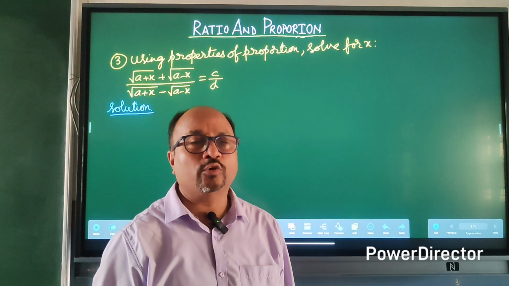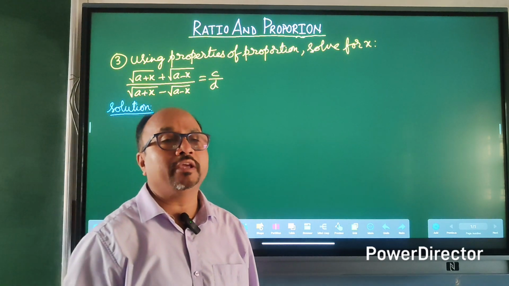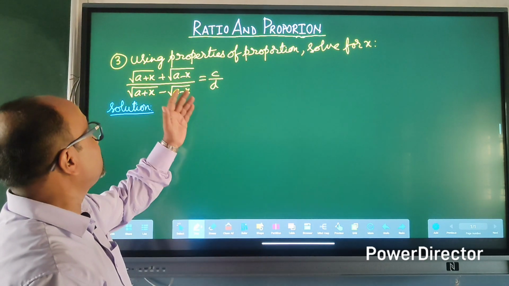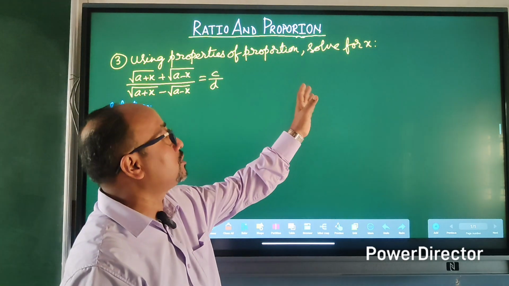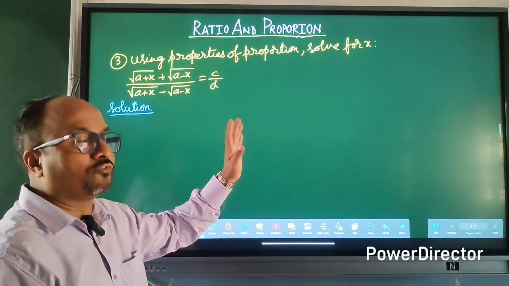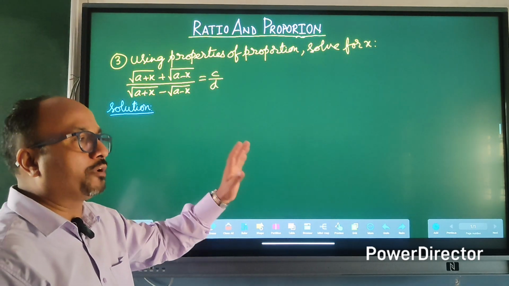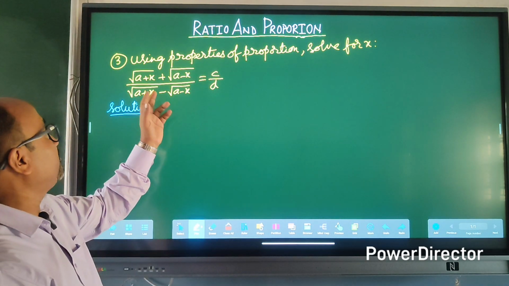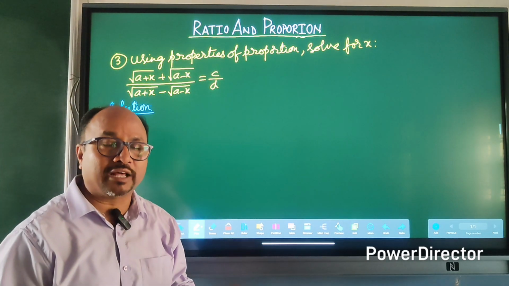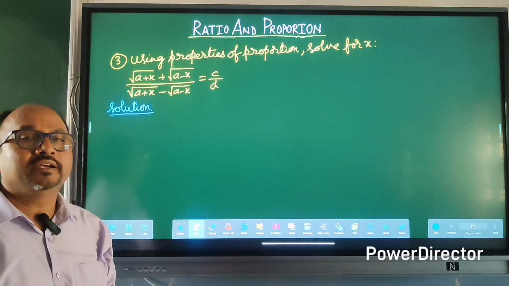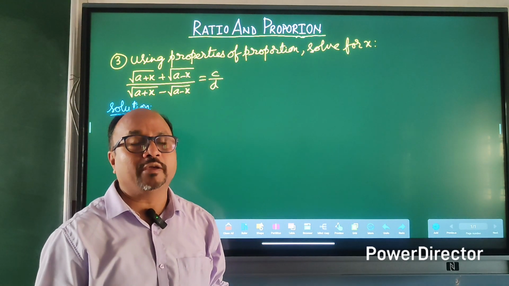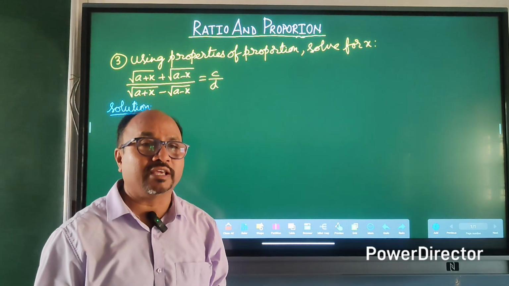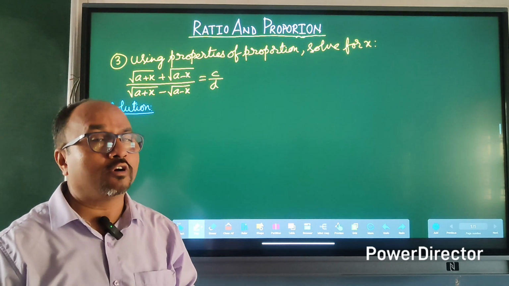Now let us take a look at another sum, which will be an application of componendo and dividendo again. The question says, using properties of proportion solve for x. So we will have to apply the properties of proportion and get the value of x. The equation given is (under root of a plus x plus under root of a minus x) divided by (under root of a plus x minus under root of a minus x) equals c by d, to get the value of x.